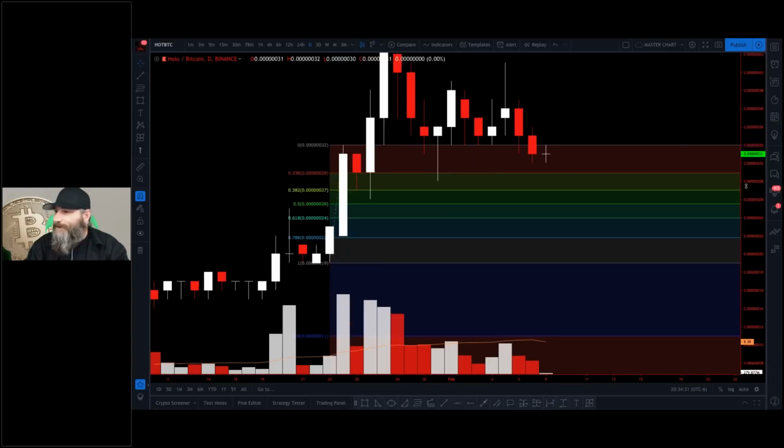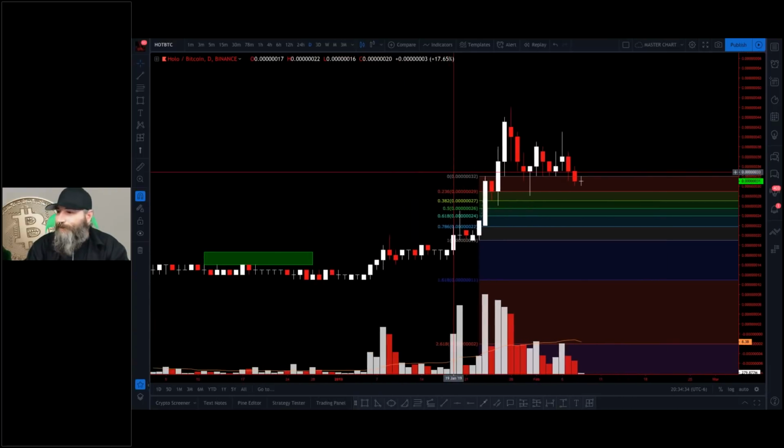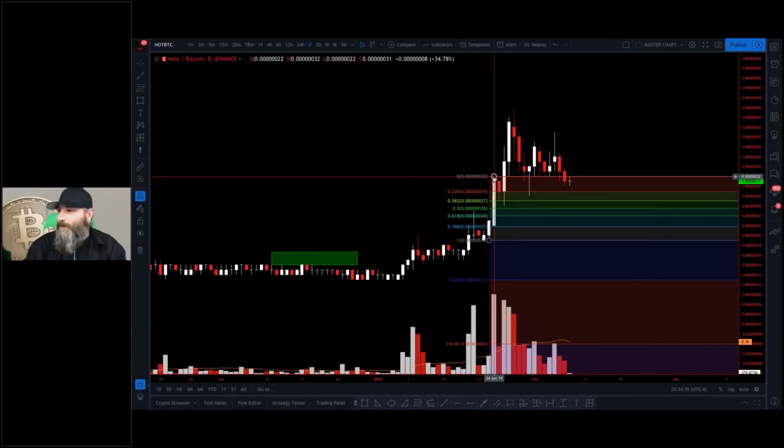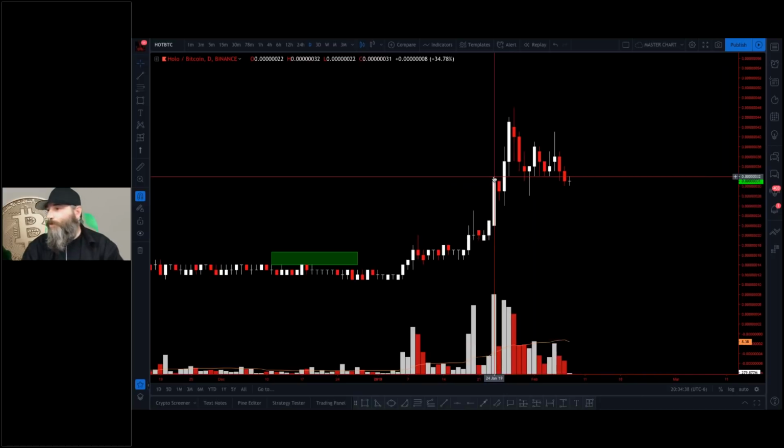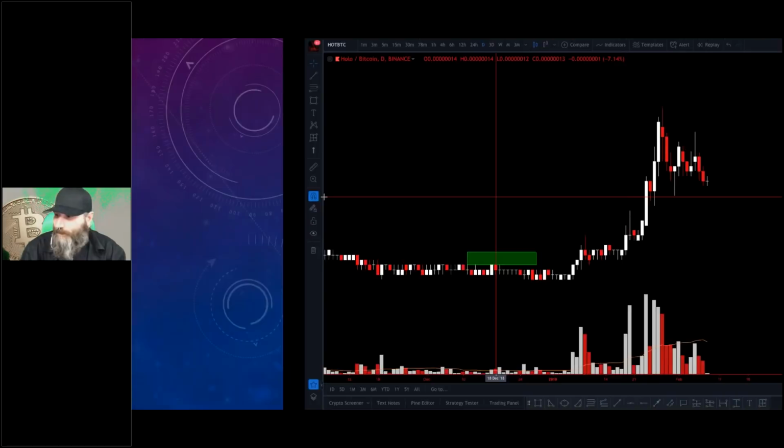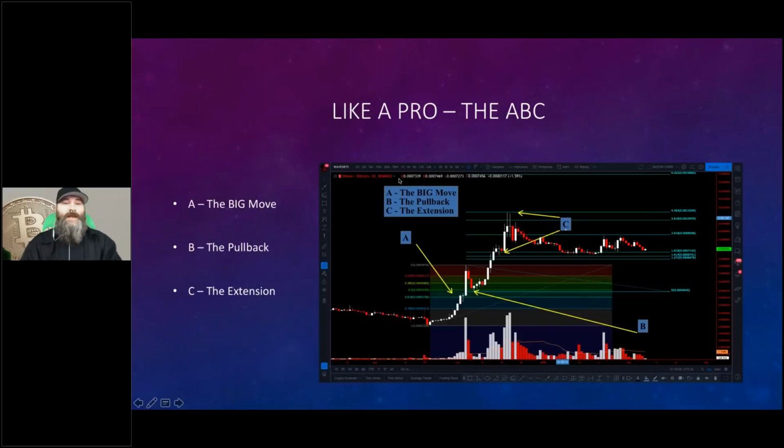All right, but this is what we're talking about. This is a fantastic way to use that tool. Fantastic way to use that tool. All right, so like a pro, actually, we just explained all this.